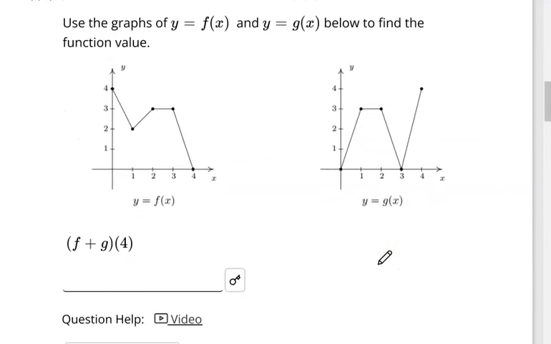Similar one, but this time we're adding them together. So this is the same as f of 4 plus g of 4.